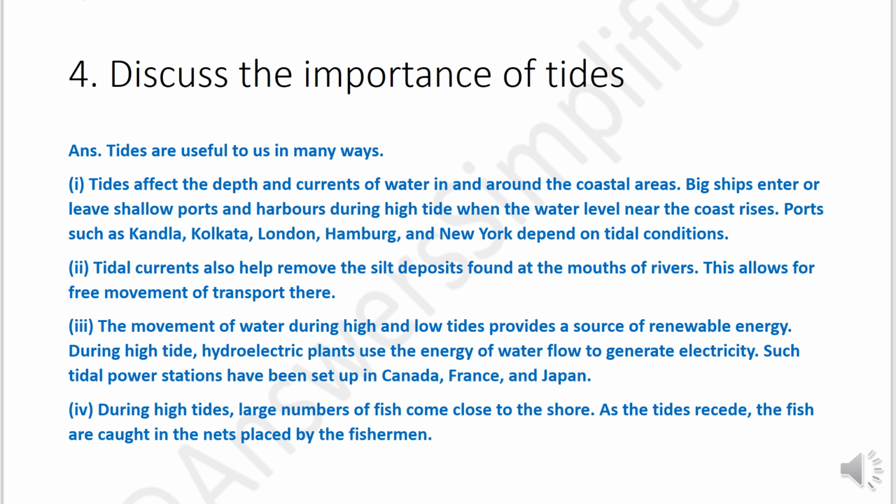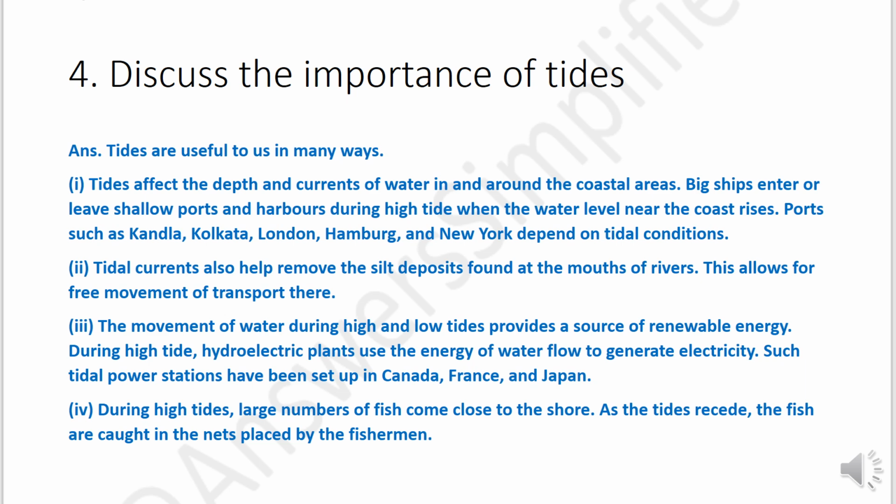Tidal currents also help remove the silt deposits found at the mouths of rivers. This allows for free movement of transport there. The movement of water during high and low tides provides a source of renewable energy. During high tide, hydroelectric plants use the energy of water flow to generate electricity. Such tidal power stations have been set up in Canada, France, and Japan.